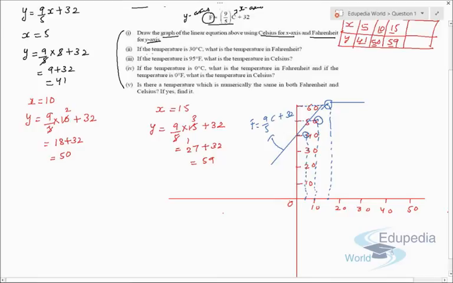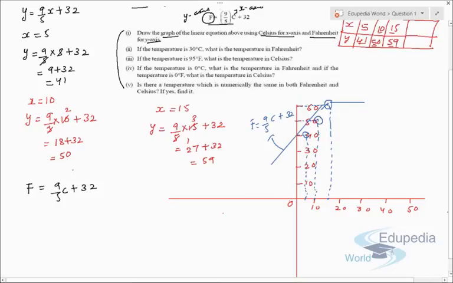There are two ways to solve this part. First, you can get the values from the graph directly. For that, you have to extend the line or extend the graph. Another way is to solve the equation directly by putting in the values. Now we have the equation F = 9/5 C + 32.